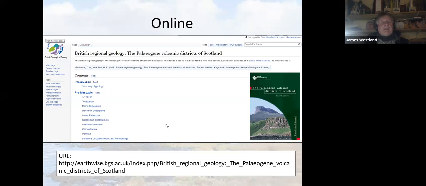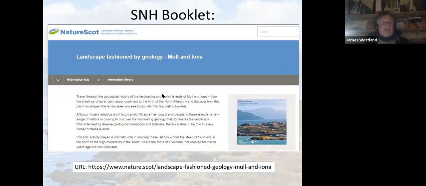I'll give you some of the web links. This is the Paleogene Volcanic Districts. Most of the text is actually available online, and that's the URL at the bottom. It's probably easier just to go to Google and hunt for it. So there's a lot of diagrams I've got from that over the series of these lectures. The Landscape Fashioned by Geology, Mull and Iona, again, that's the download link for it. If you want to go to SNH, well, NatureScot it's called now, to have a look at that.